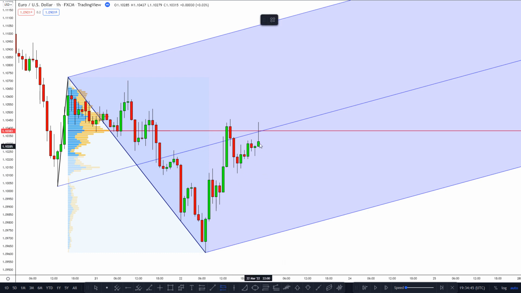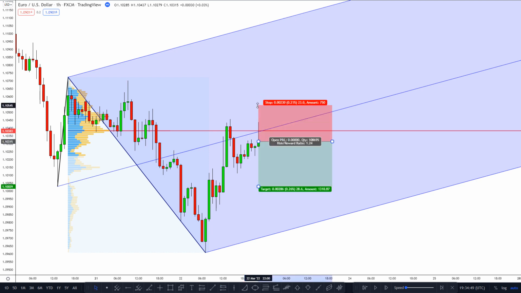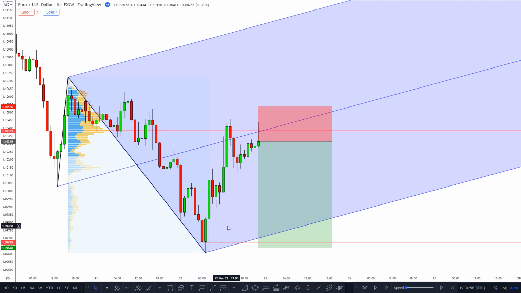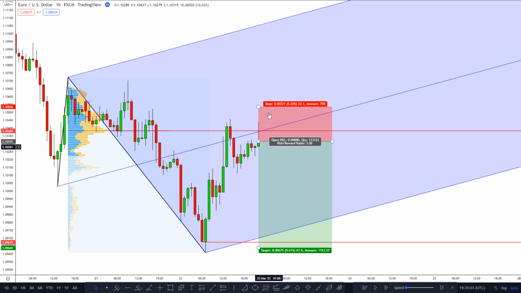Ideally, we want a 1-to-3 to 1-to-4 risk-reward ratio. Notice, however, that this risk-reward ratio will fall near the last significant low, so we can try to optimize the target by placing it at the outer frequency of the last significant low, which will yield roughly a 1-to-4 risk-reward ratio. So let's see how the trade develops.